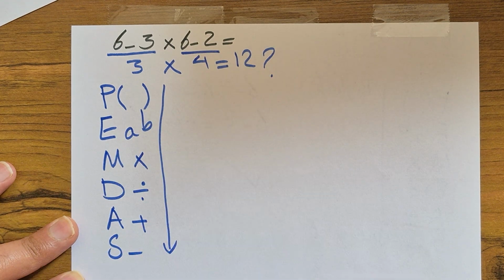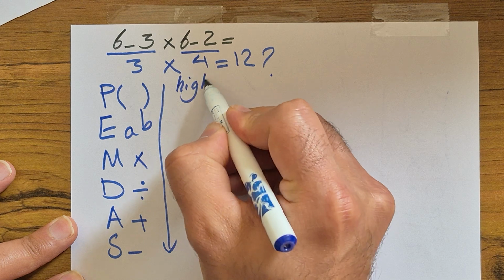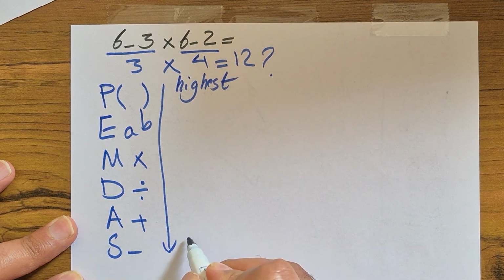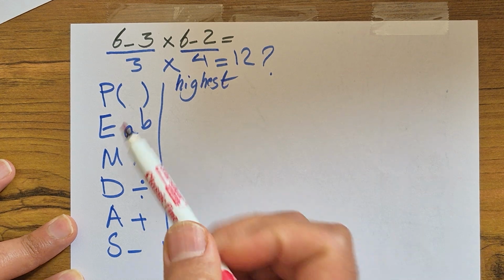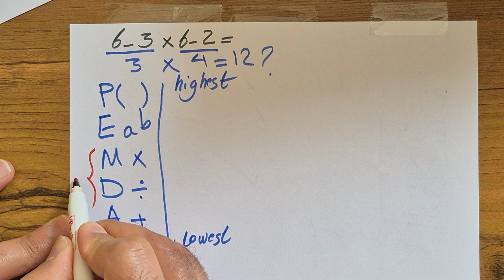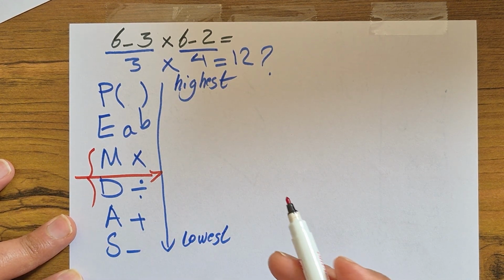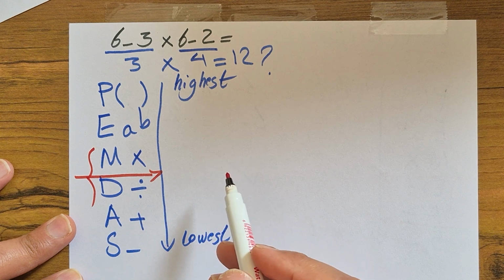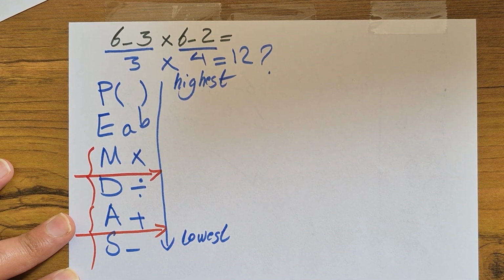So that's a very curved arrow, but this is an arrow that shows the priority. So here we have the highest and here we have the lowest priority. It means that you must do parentheses at first, then exponents, then multiplication and division. MD or DM doesn't matter because they have the same priority. Go from left to right. And then addition and subtraction, go from left to right.